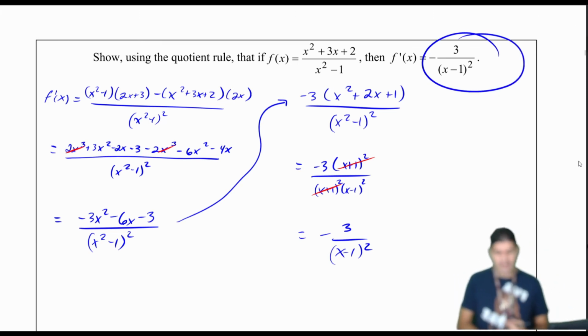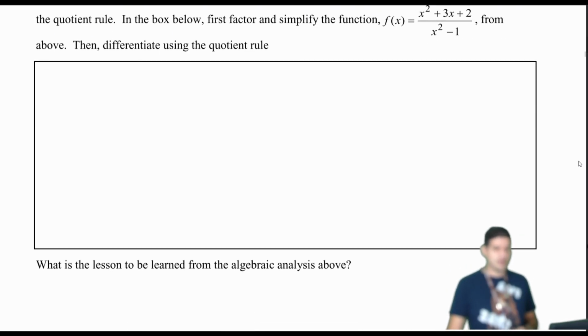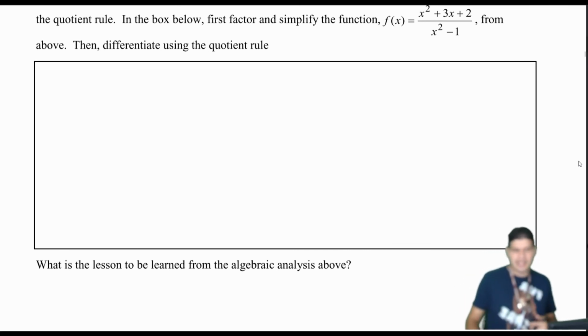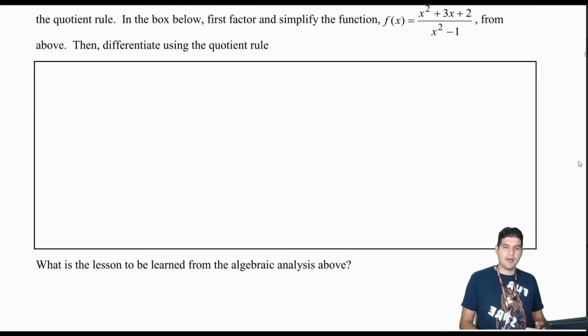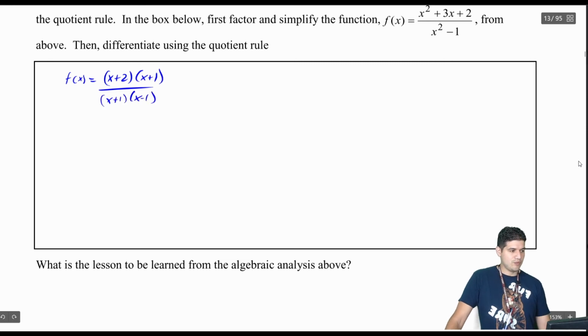And the whole point of that is similar to what we were doing in the product rule. The whole point of this is that when we're working through these problems, you want to see if there are things that you can do first. For example, in this problem, I could have factored this first. So let me do this here. So f of x is equal to x plus 2 times x plus 1 over x plus 1 times x minus 1. And what happens is I have stuff that divides out before I even go. So that's x plus 2 over x minus 1.